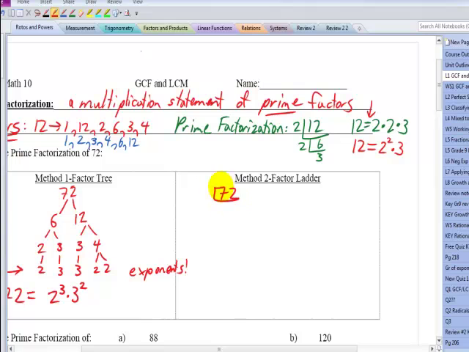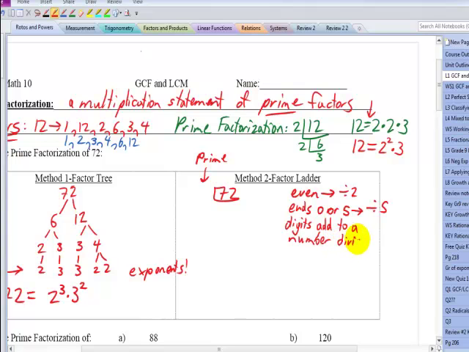Divide by prime numbers. Make sure that these are prime when you divide. So if it's even, what can you always divide by? 2. Okay. What if it ends in a 0? I say that funny, I know. Or 5. What can you divide by? 5. Good. What if the digits add to a number divisible by 3?